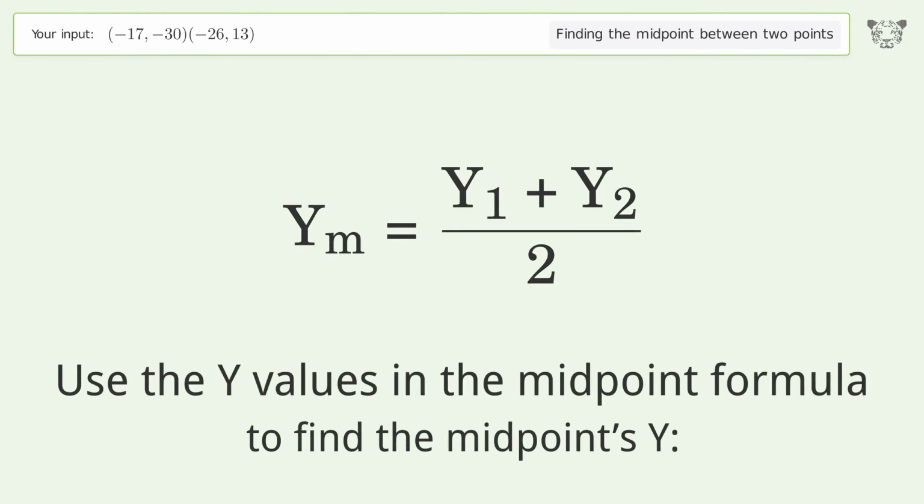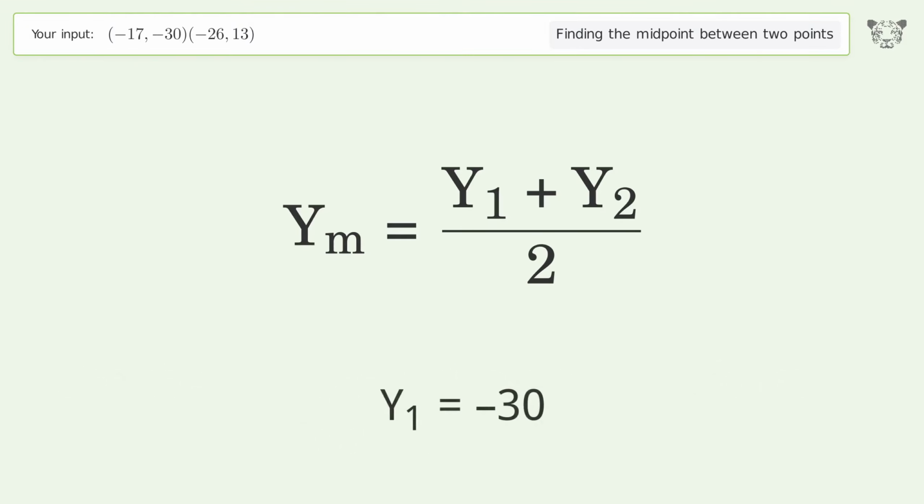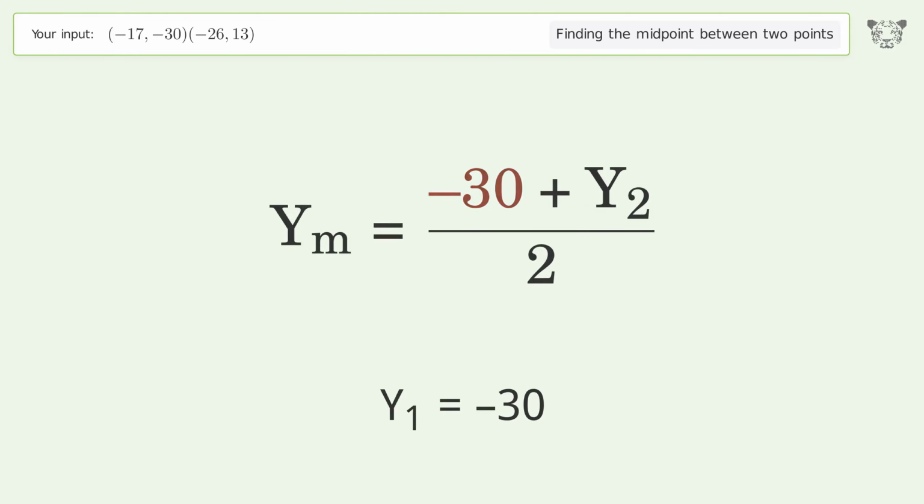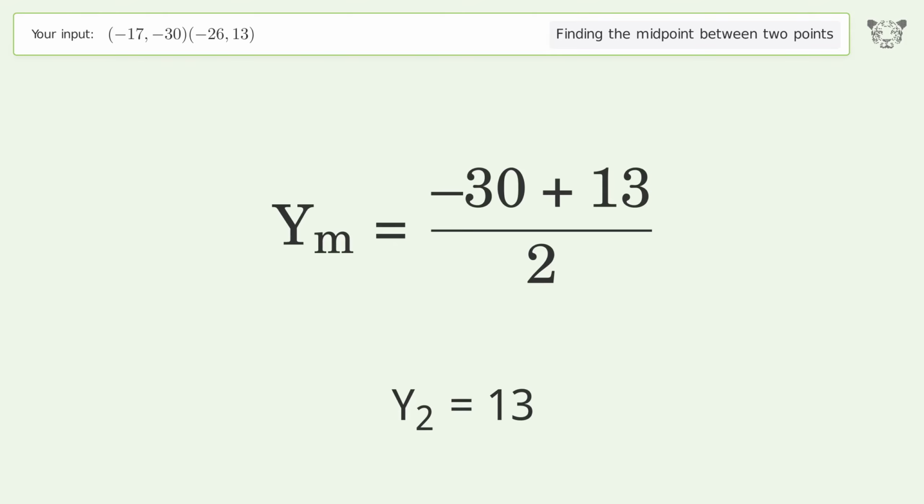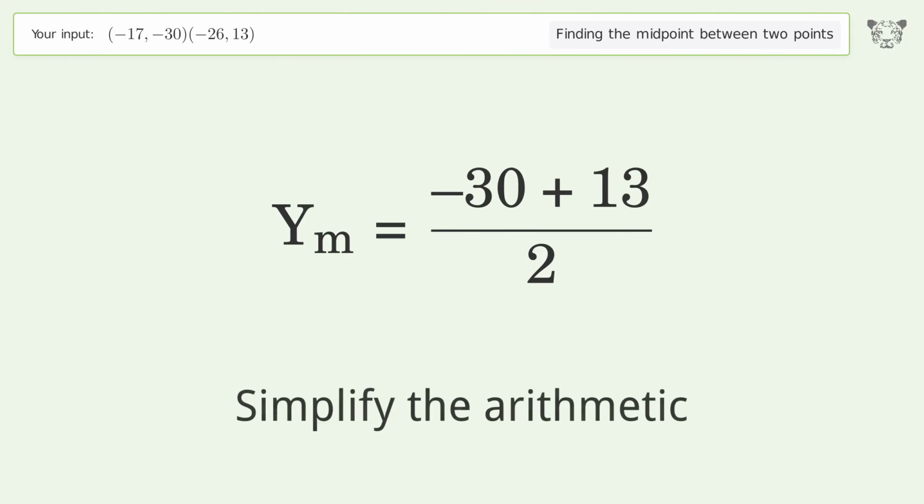Use the y values in the midpoint formula to find the midpoint's y. y1 equals negative 30. y2 equals 13. Simplify the arithmetic.